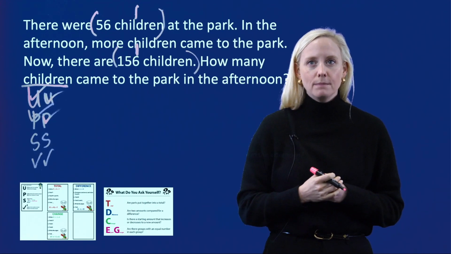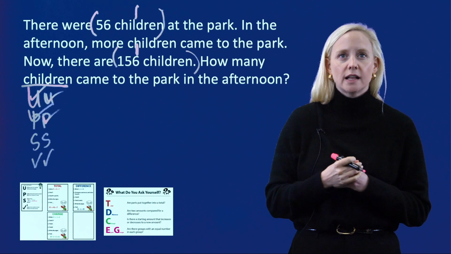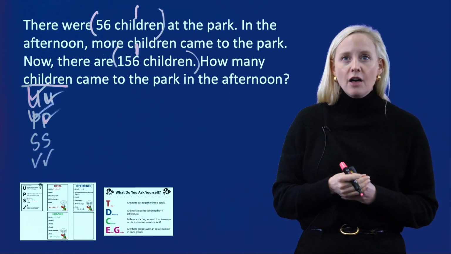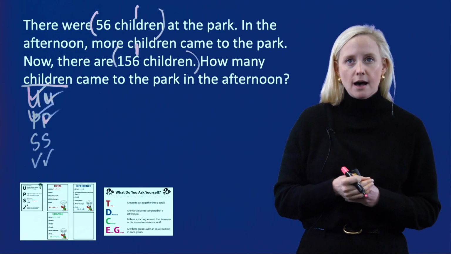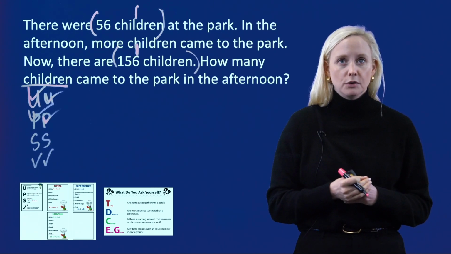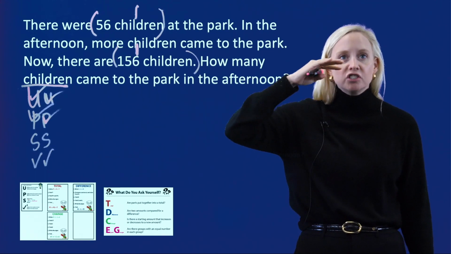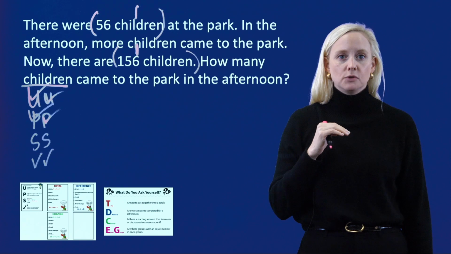Well, let's look at our problem. It says there were 56 children at the park. In the afternoon, more children came to the park. Now there are 156 children. How many children came to the park in the afternoon? So here we had 56 children, and then there was a change. The change is that more children came to the park.